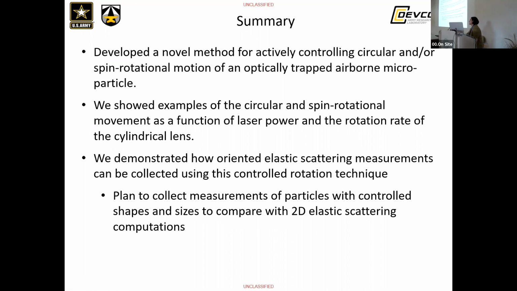And a collaborator has actually provided us some manufactured particles, so they're polystyrene ellipses. So what I'm working on right now is trying to trap those and use this technique to measure the scattering from those at different orientations. And since it is such a well-defined shape, we hope then to be able to do some calculations and compare the two.